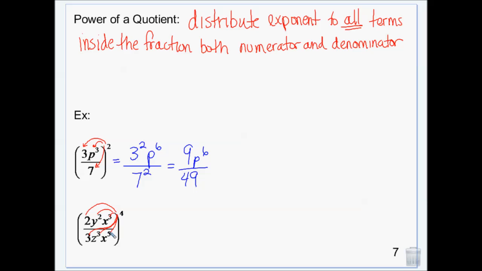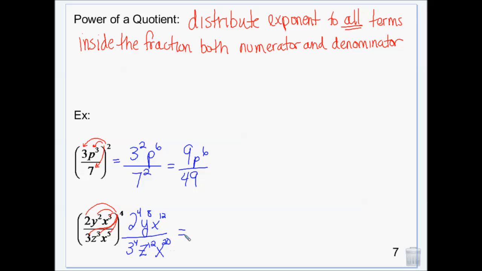So there are 6 things that that 4 is being distributed to. So 2 to the 4th. Y squared to the 4th, so y to the 8th. X to the 3rd to the 4th, so x to the 12th. Over 3 to the 4th. Z to the 3rd raised to the 4th, so z to the 12th. And then x to the 5th to the 4th, so x to the 20th.